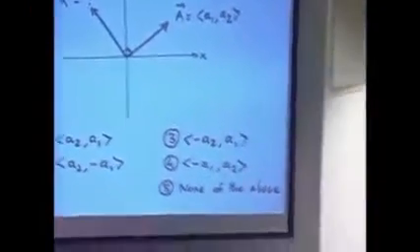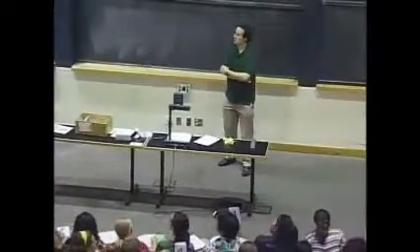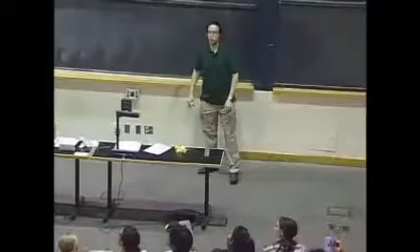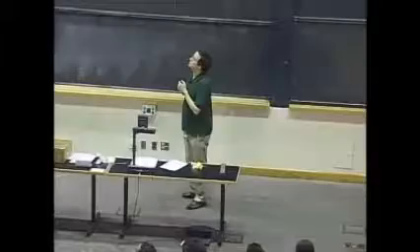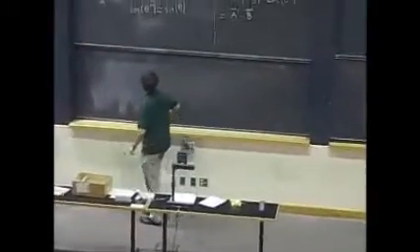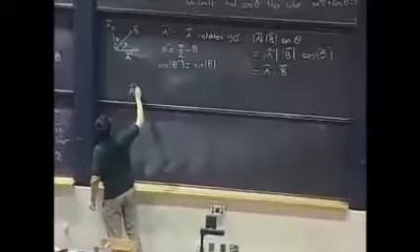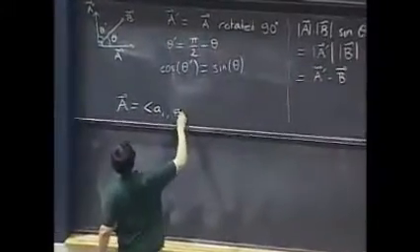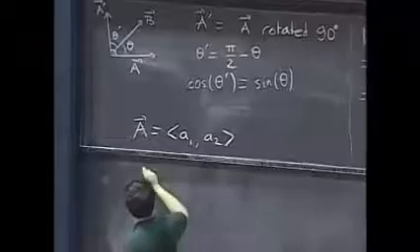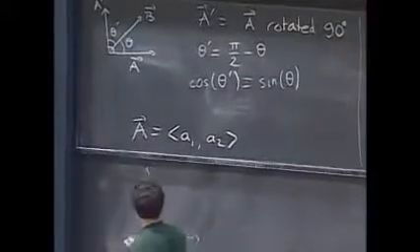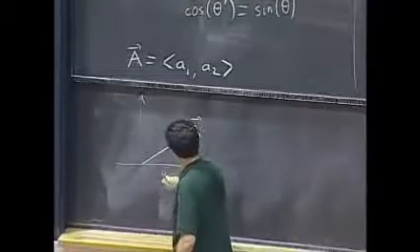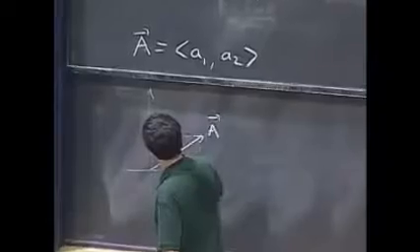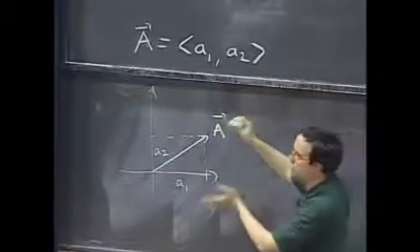Okay, so I see a lot of people answering 3. I see some other answers, but the majority vote seems to be number 3, minus A2 and A1. I think I agree. So let's see. Let's say that we have this vector A with components A1, so A1 is here, and A2, so A2 is here. Okay, let's rotate this box by 90 degrees counterclockwise.